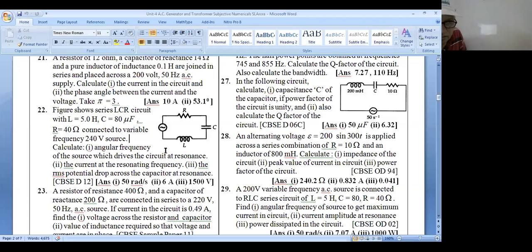You have to calculate the angular frequency of the source which drives the circuit at resonance. What does it mean? This is an RLC series circuit, but resonance means this is the particular frequency, called resonance frequency, at which this series RLC circuit will behave like pure resistance. Pure resistance means XL and XC both are equal. This is called resonance. At resonance, these two are equal, so they cancel out as per the phasor diagram.